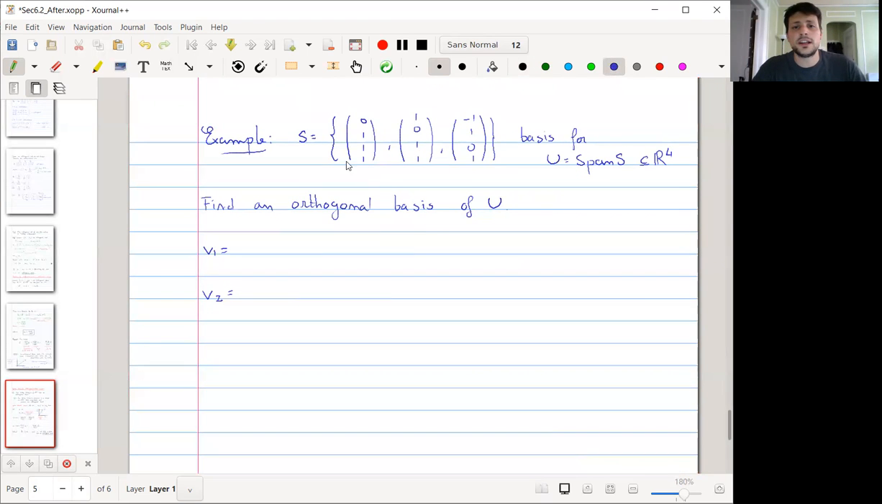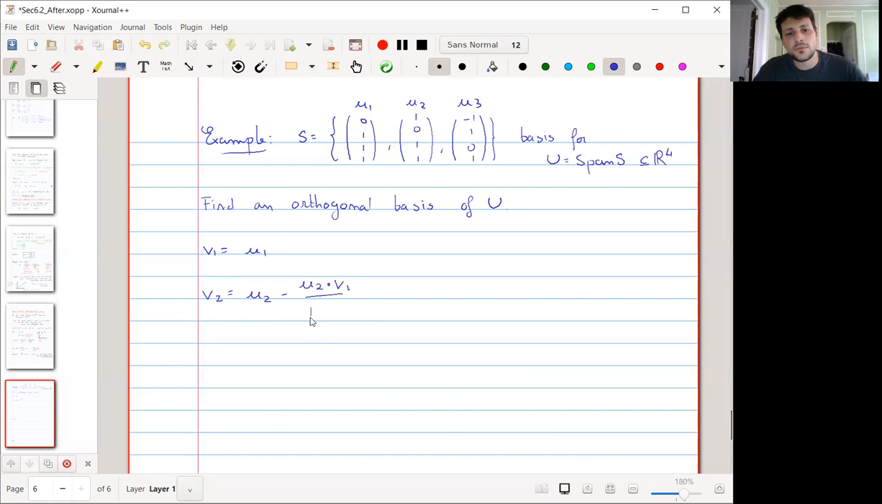Here's a basis of a subspace of R4. It's a subspace U of dimension 3 inside R4. Let me give names to these vectors. This is going to be our u1, this is my u2, and this is u3. Now, if I want to turn this into an orthogonal basis, I'll do the following. v1 is u1, so I will start by not changing the first vector. The second vector, v2, will be u2, to which I have to subtract the projection of u2 onto the previous vector, v1. And that's the following quantity.